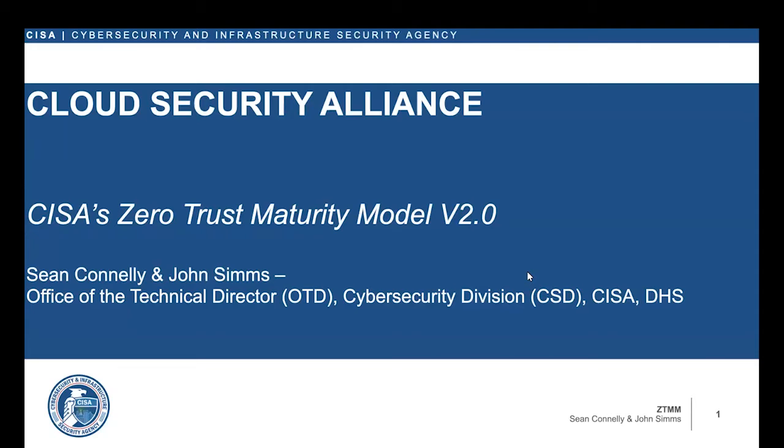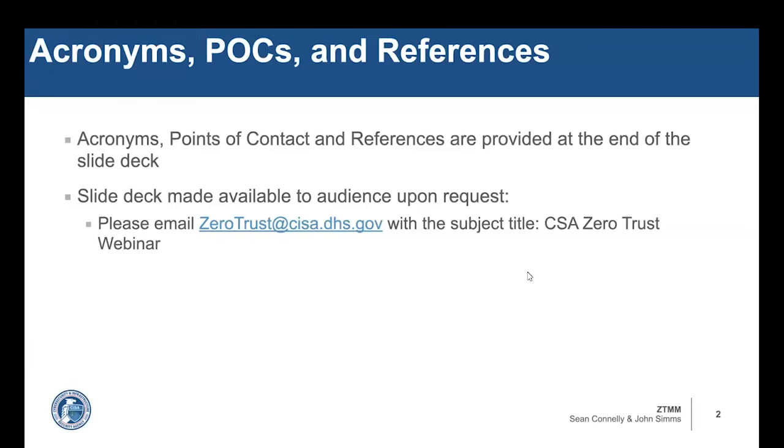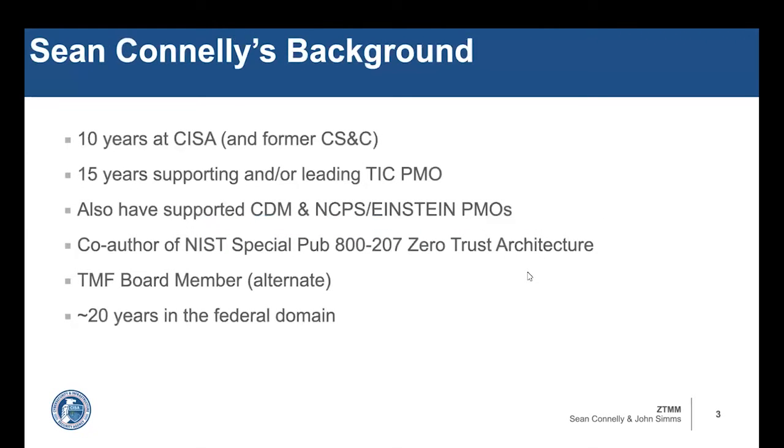Hi, I'm John Sims from the Cybersecurity and Infrastructure Security Agency, and today we're going to talk with you about the CISA Zero Trust Maturity Model to support the cloud security lines. This slide provides points of contact to the Zero Trust office within CISA, and you're welcome to communicate with us about the work that we do at CISA or the maturity model at any time. With that, I'm going to turn it over to Sean Connolly.